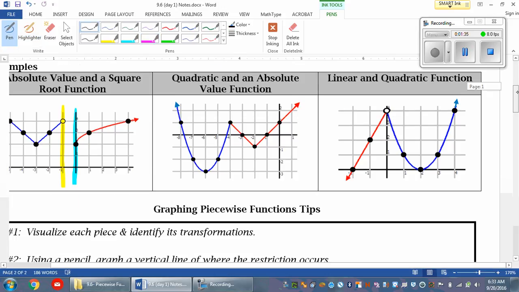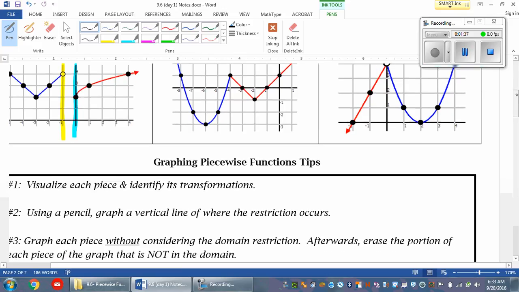So real quick, let's talk about, remember from unit 4, if I have less than or greater than, remember those are the open circles. If I have less than or equal to or greater than or equal to, those are the closed circles.